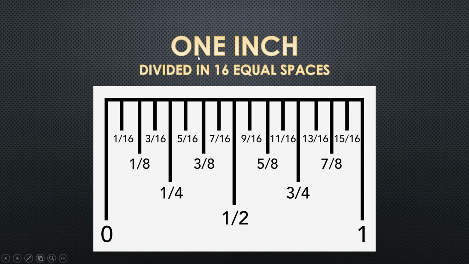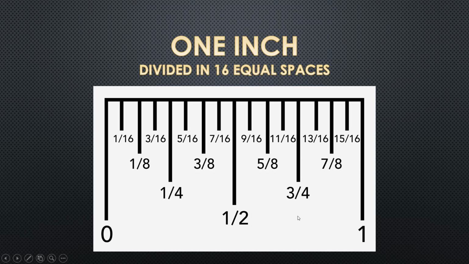Now, the inch, on the other hand, is subdivided into 16 equal spaces. The reason for that is that it is easier to break fractions into halves. For example, half of 1 equals a half, half of that equals a quarter of an inch, half of a quarter of an inch equals an eighth, half of that a 16th, half of that a 32nd, half of that a 64th, and you can continue on like that.